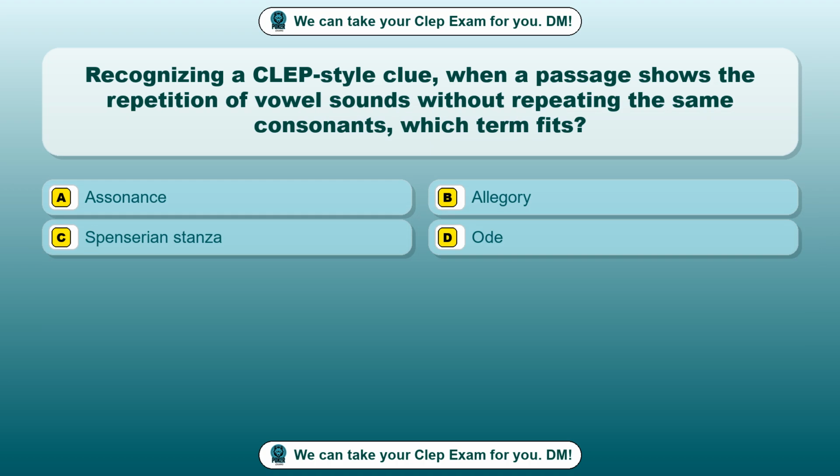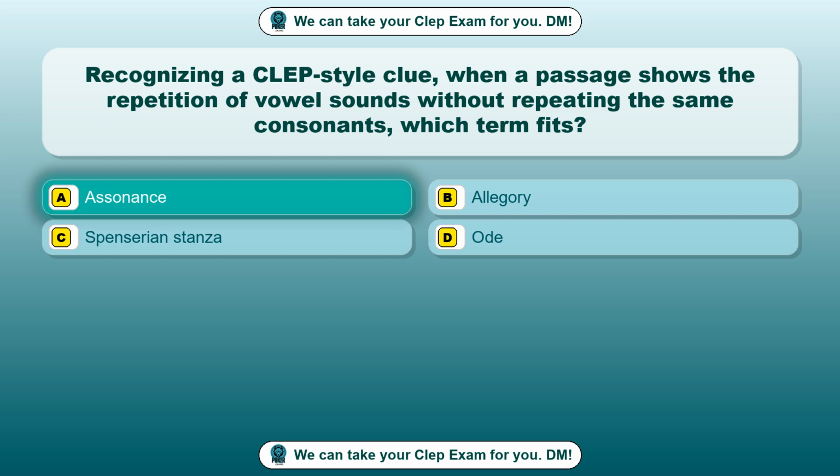Question 16. Recognizing a CLEP-style clue, when a passage shows the repetition of vowel sounds without repeating the same consonants, which term fits? Option A, assonance. Option B, allegory. Option C, Spenserian stanza. Option D, ode. The correct answer is option A, assonance.